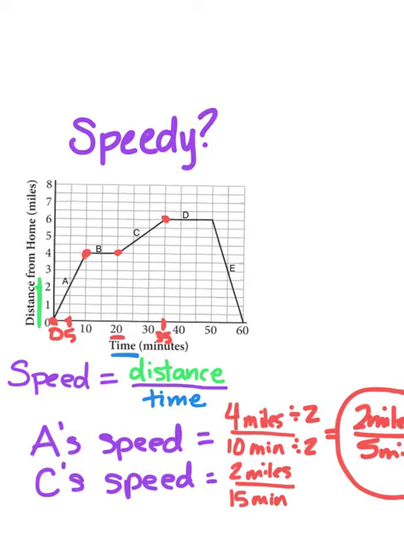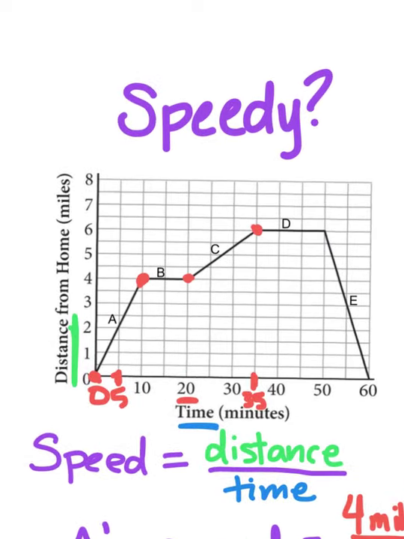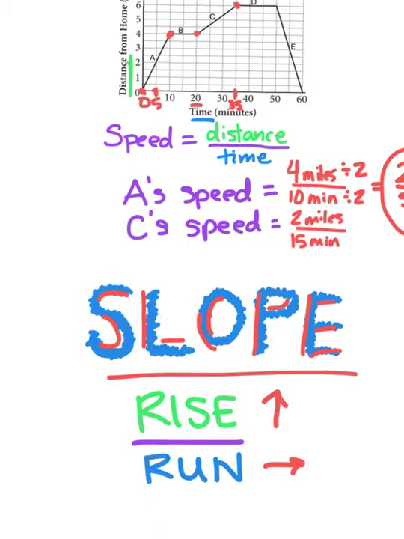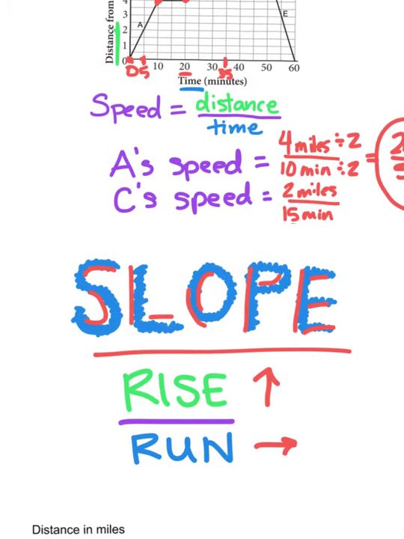And we said that we could figure this out more intuitively if we just looked at how steep the line was, meaning how close to straight up and down it went. And in fact, the steepness of a line in algebra isn't just speed. Anytime we're looking at steepness of a line, we're actually looking at what we call slope. So slope for a graph can always be measured by rise over run.